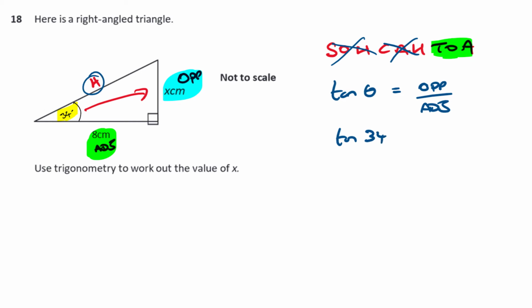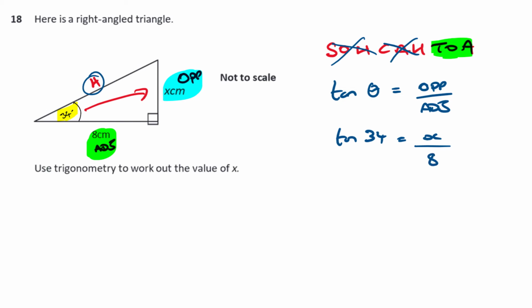Some people try and remember these ratios without this. They just remember tan is opposite over adjacent, and then they get the questions wrong because they don't know where to stick the angle. So just try and remember it is tan theta, sine theta, cos theta, so you remember that that is where the angle goes. So tan theta is equal to the opposite, which is x, divided by the adjacent, which is 8.